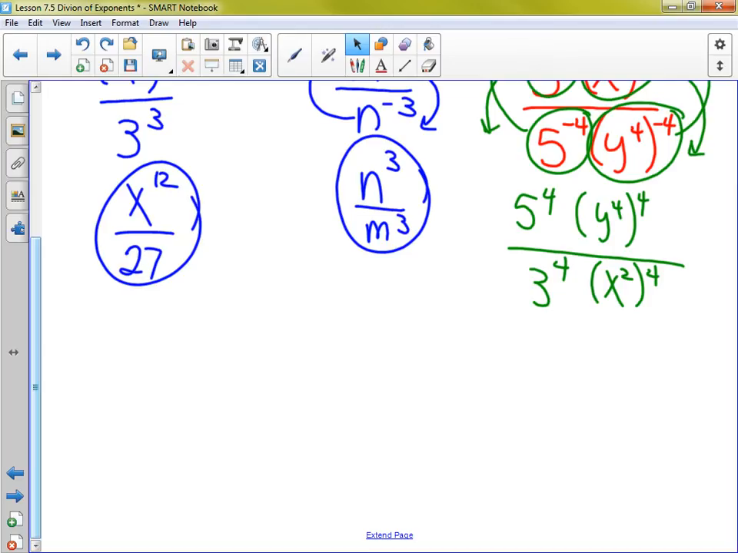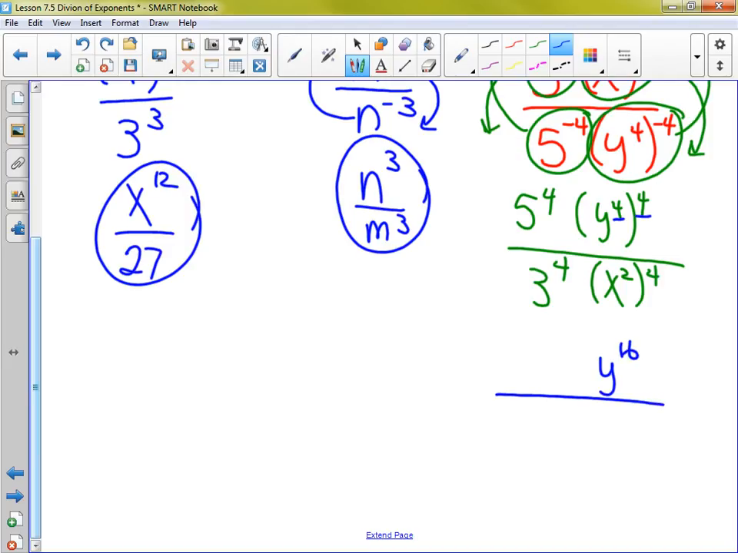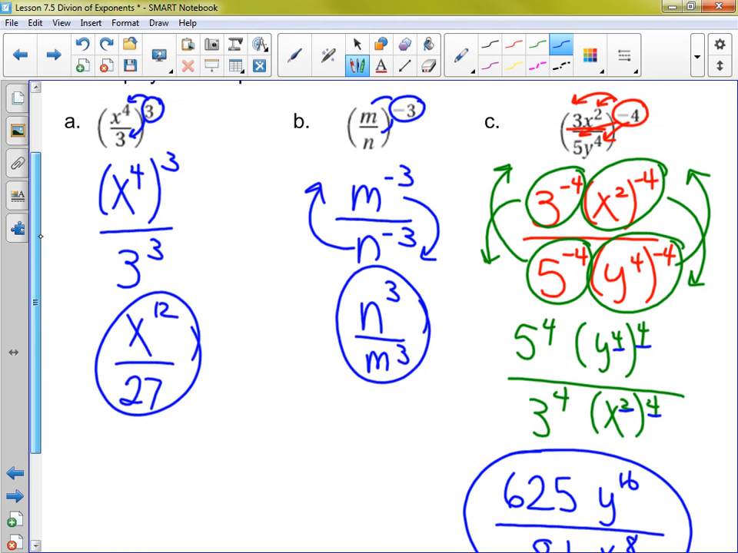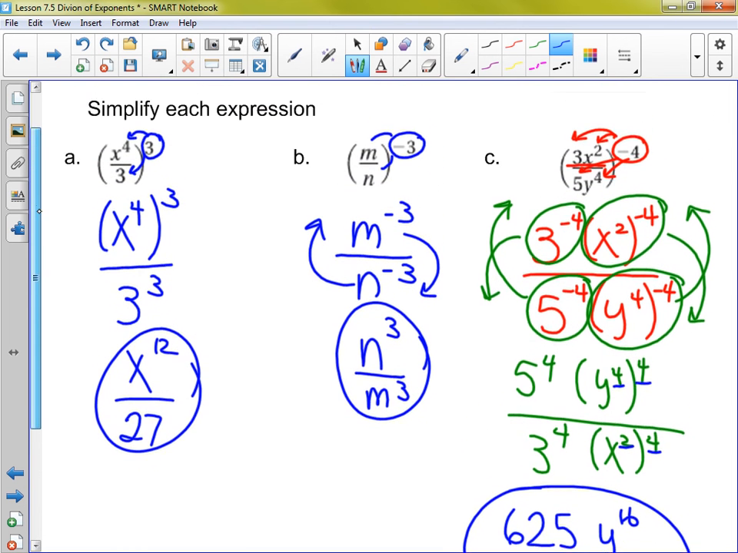So all I have to do now is simplify. Y to the 4th raised to the 4th is y to the 16th. X to the 2nd raised to the 4th is x to the 8th. 3 to the 4th power is 81. And 5 to the 4th power is 625. And that's my answer. Now there's a shortcut to that, but I'm going to let you try this the long way first, and then I'll show you the shortcut.